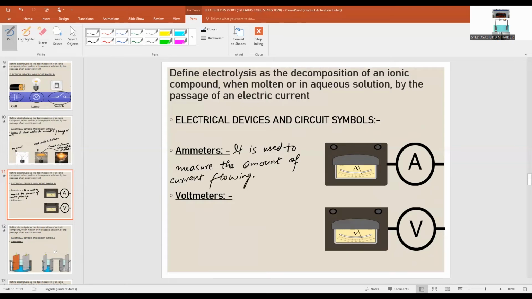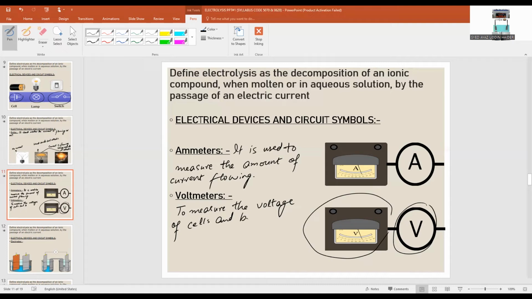You will look at the symbol. Symbol A is used for ammeter. For voltmeter, the symbol V is used. This is the voltmeter symbol V, and this is the voltmeter. Voltmeters are used to measure the voltage of cells and batteries.